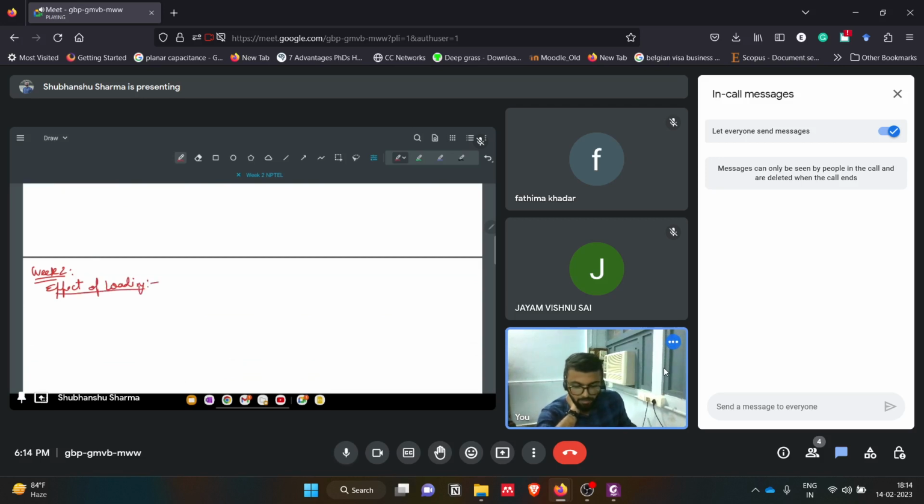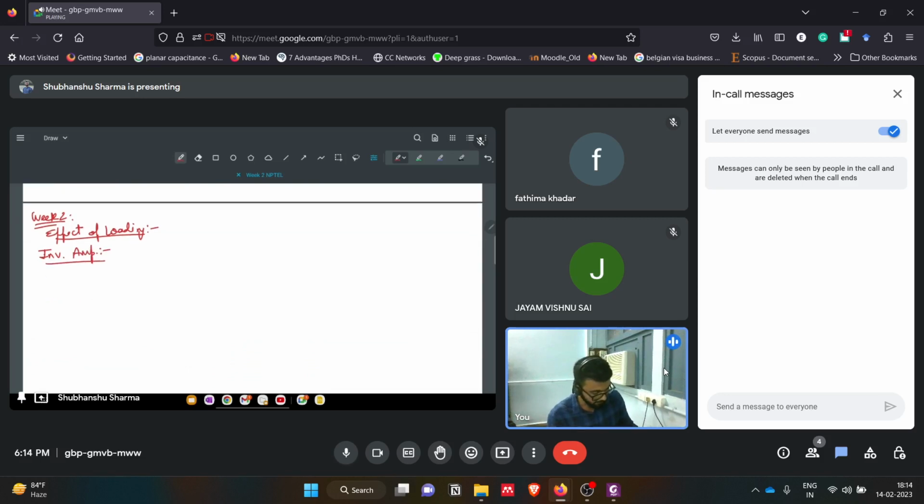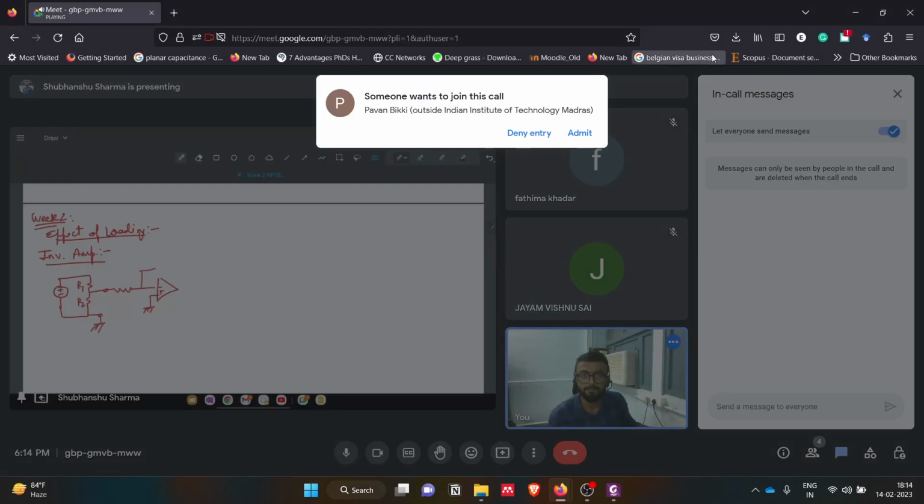He gave the configuration of the inverting amplifier. If you use an inverting amplifier, what will be its effect on loading? We will see that. Basically, we had this voltage divider circuit. This was R2, this was R1. We wanted the voltage across this. If we use an inverting amplifier, then what will happen? This is minus, this is plus, this is grounded, this is also grounded.